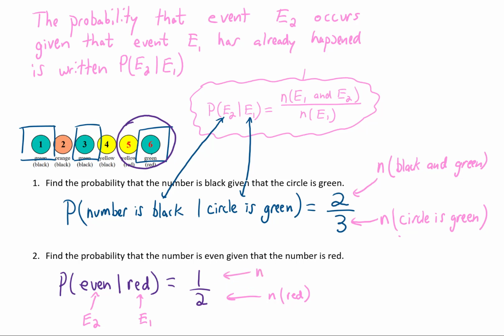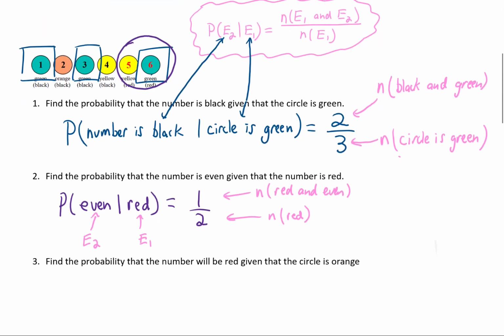Our numerator should then be the number of times in our sample we have both a red number and an even number. Looking up at our sample, it looks like we have a red and an even number just once, just this 6 here. So that's why we have just a 1 in this numerator. Okay, so as it turns out, that formula works pretty much the exact same way we were looking at the problem in the first place.